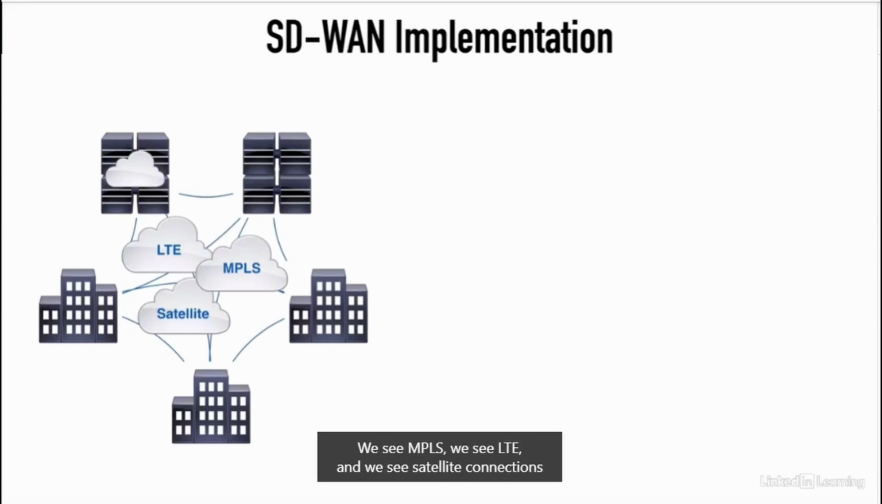We see MPLS, we see LTE, and we see satellite connections, creating this network of sites. Again, remember that SD-WAN is an overlay technology, and that provides transport independence. So in other words, it doesn't matter what the physical underlying network infrastructure is. As we see here, SD-WAN can work with any and all of that.